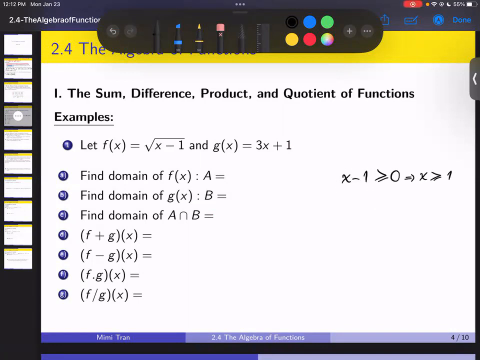And of course, I want you to write it in interval notation. I don't want it that way. So interval notation will be what? From 1, right, to infinity. 1 is included, so we use a bracket. Why don't you do b?